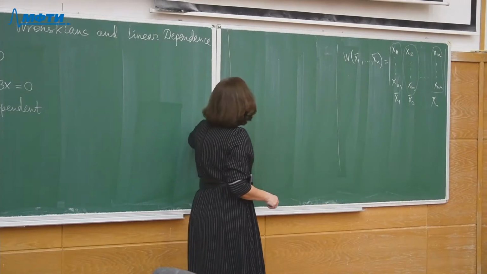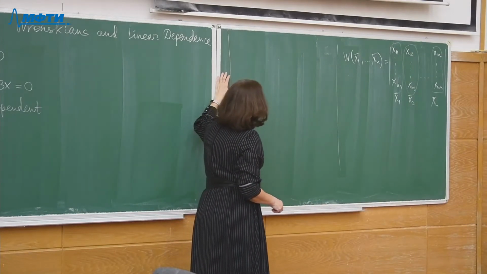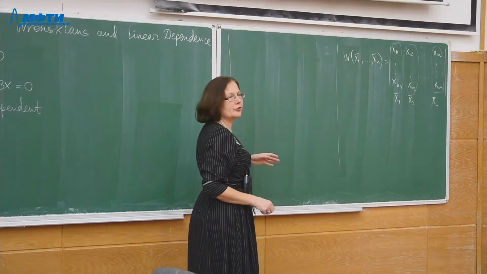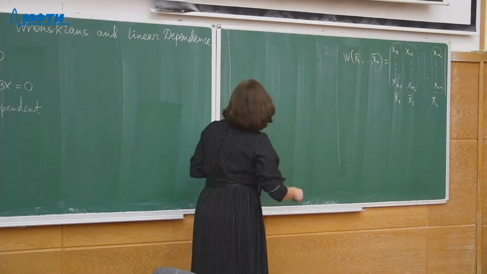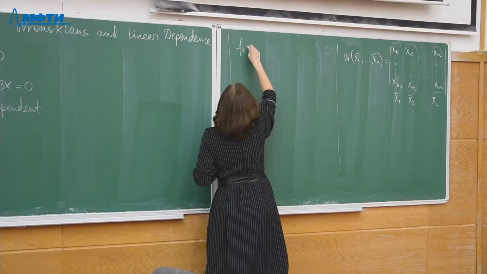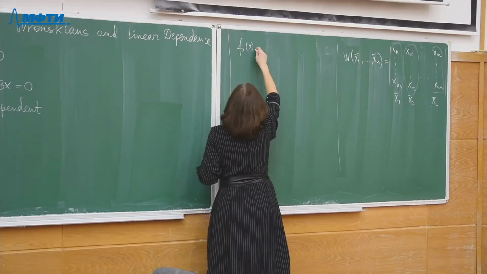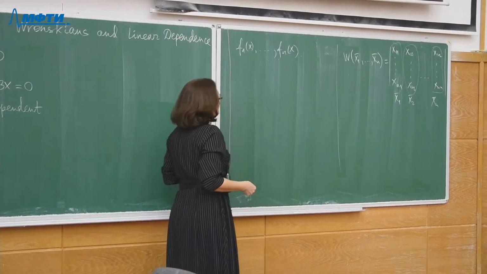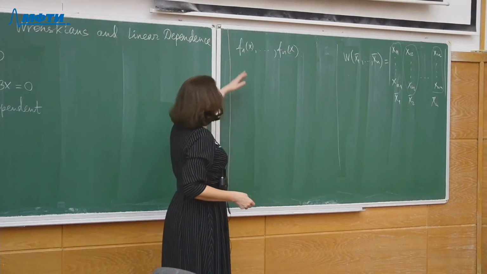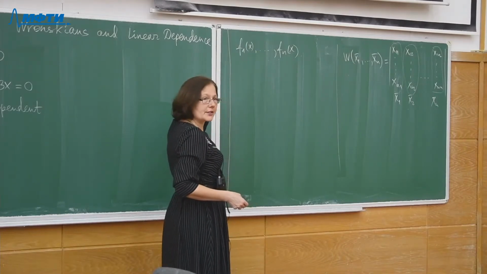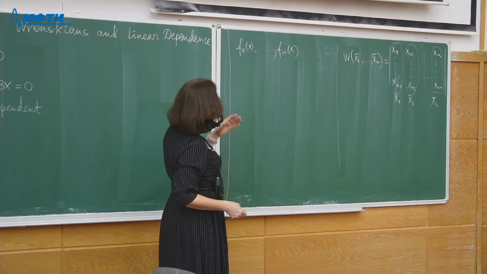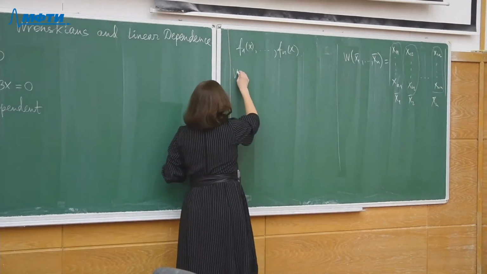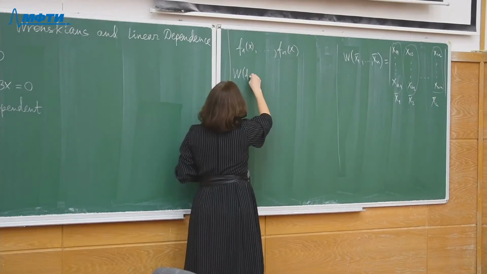And last year I introduced the notion of the Wronskian for n functions, right? Given the functions f1 of x dot dot dot fn of x, these are n scalar functions, not vector functions. And what about the Wronskian? Do you remember the formula for the Wronskian?